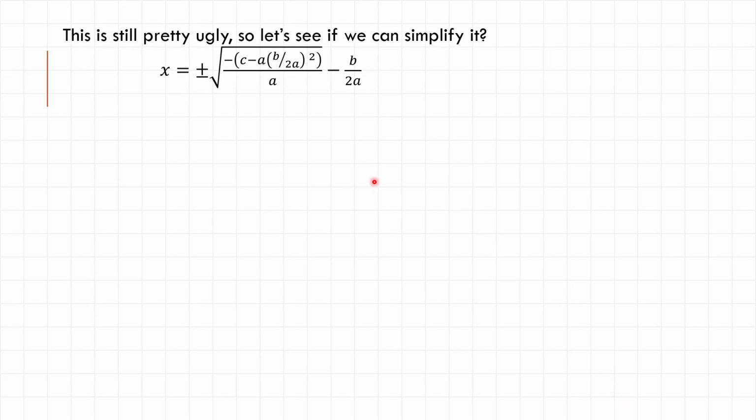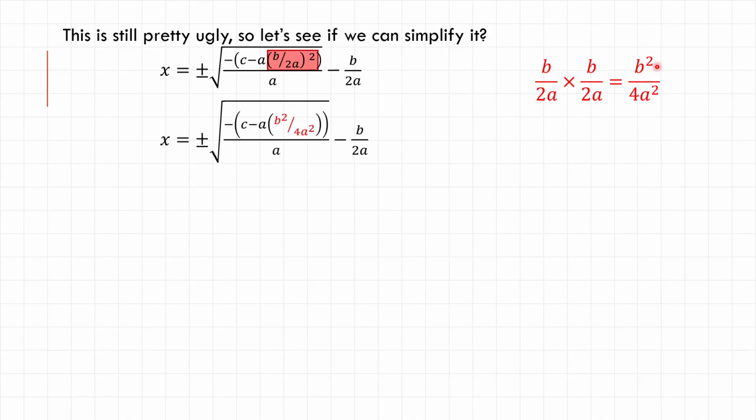So the first thing I'm going to do is I'm going to look right over here and see if I can take this square and apply it to b over 2a. I'm going to do that just off to the side. And so b over 2a squared is simply b over 2a times b over 2a, which is b squared over 4a squared. And so I'm going to rewrite this portion right here with what it's actually equal to.